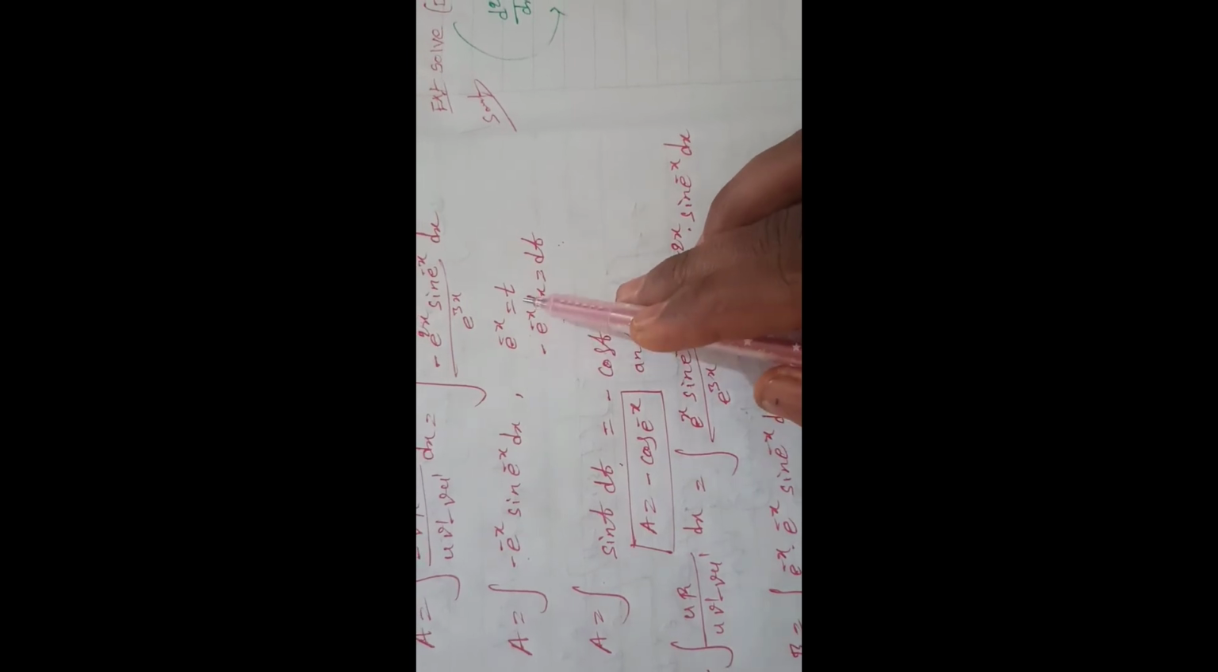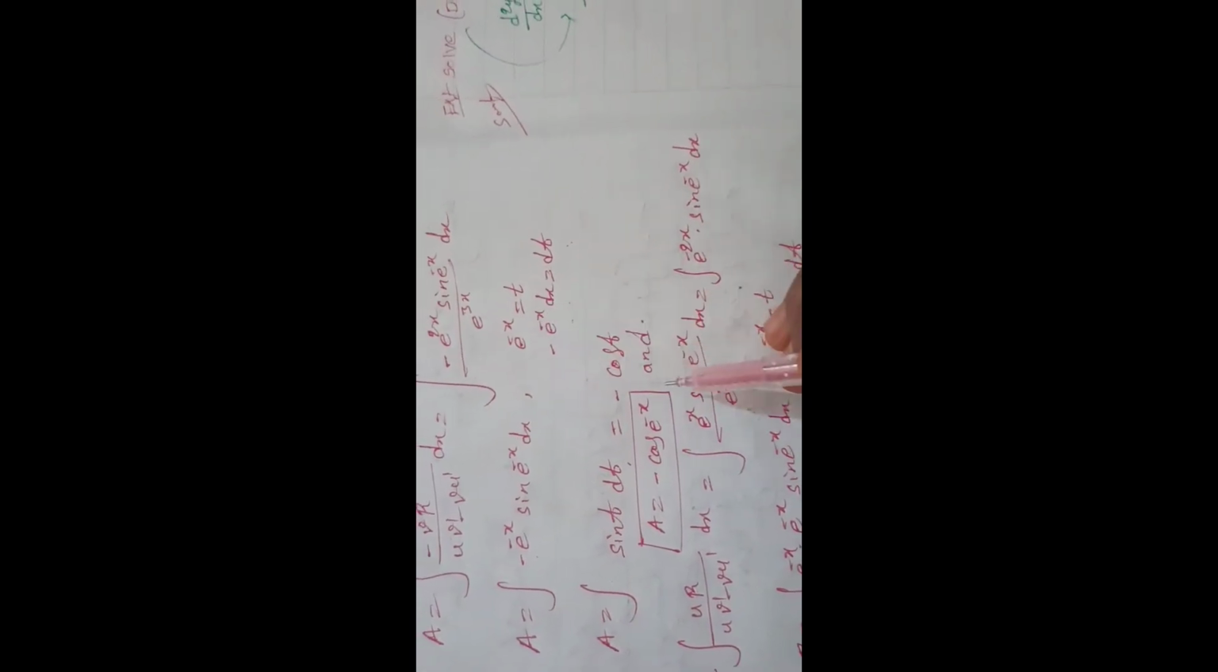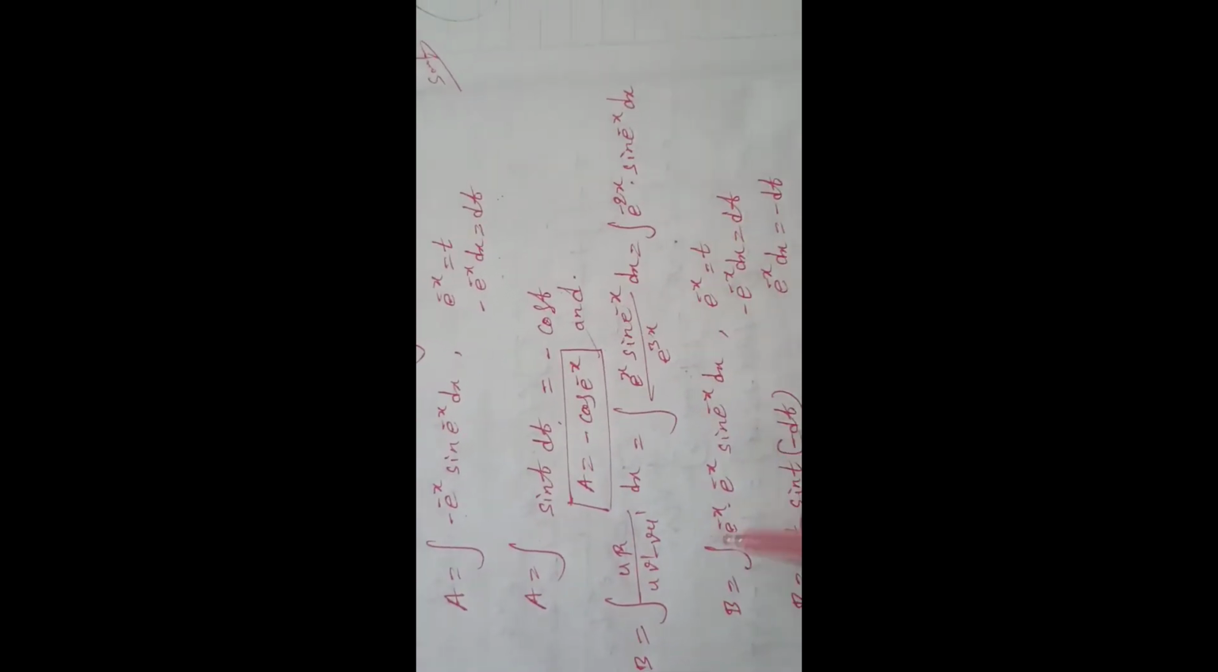Integral sin t dt. So integral sin t dt means we will get minus cos t. So in place of t, we are substituting e to the power of minus x. So then we will get the a here. And now we are going to find b.